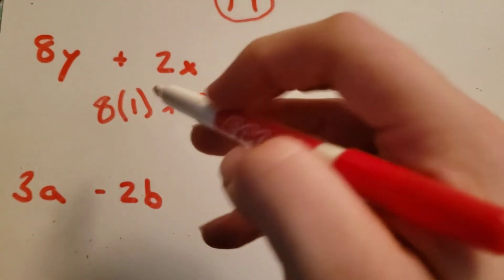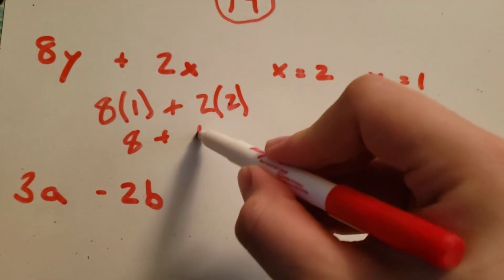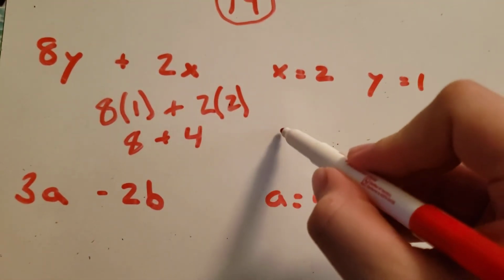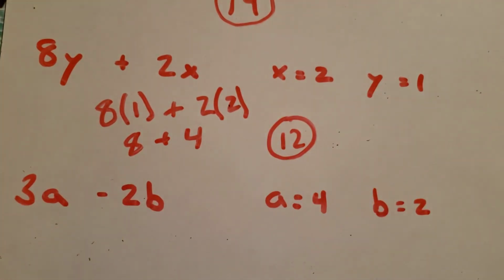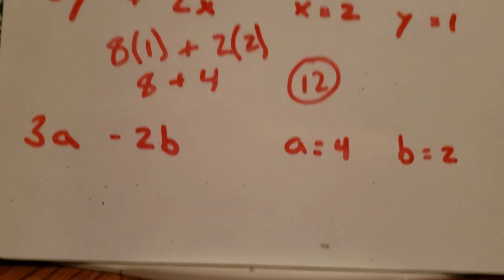So we've got 8 times 1, that's 8. And then we've got 2 times 2, which is 4. And 8 plus 4 is 12. So there we go. We've evaluated a second one. Now we're just going to do our last one here.